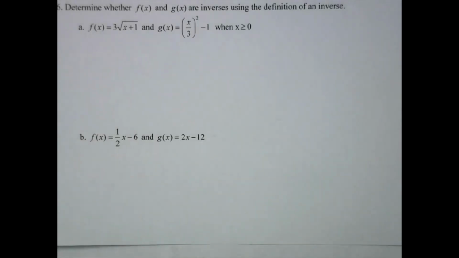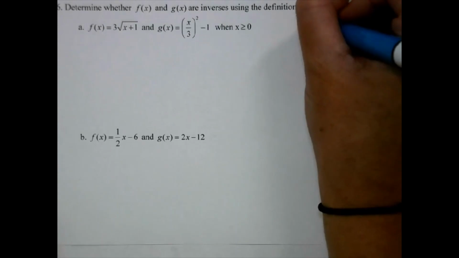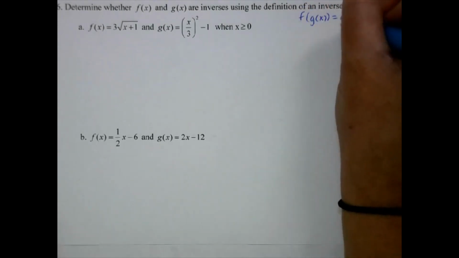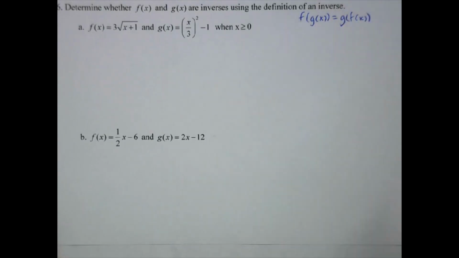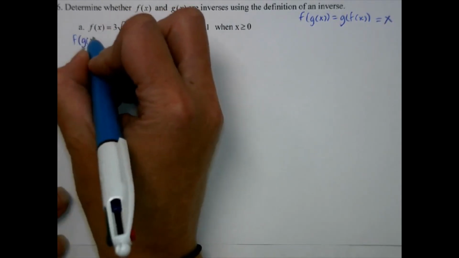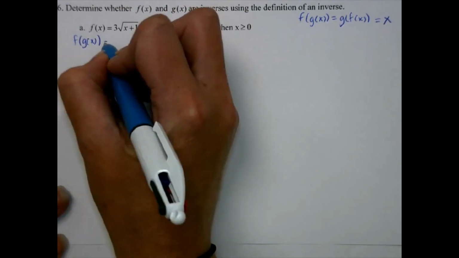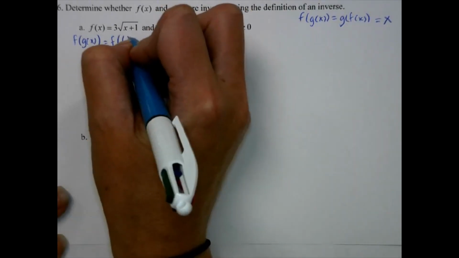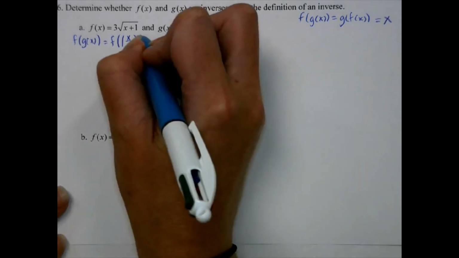Lastly, we are going to determine whether the two equations that we are given are inverses using the definition of an inverse. And the definition of an inverse is that f of g of x and g of f of x equals x. So we're going to do those compositions. F of g of x. That's going to be f of this. X over 3 squared minus 1.